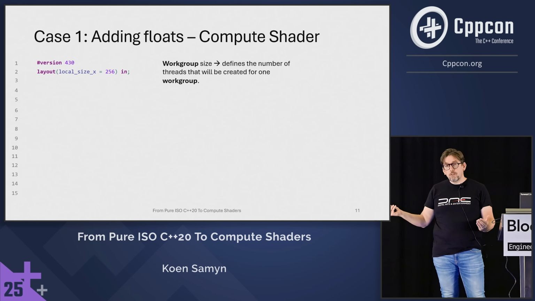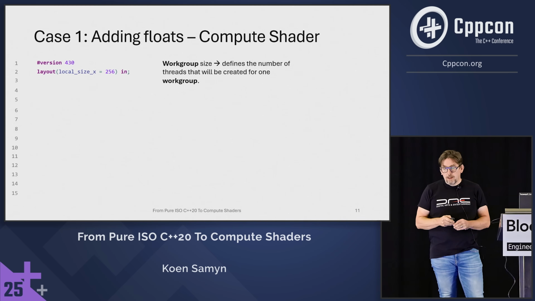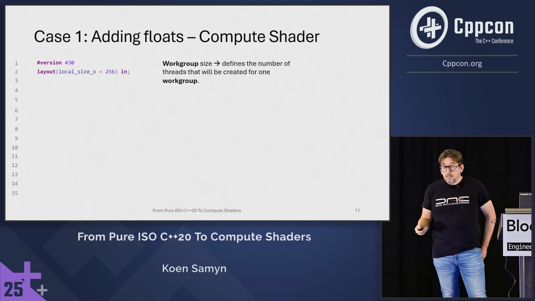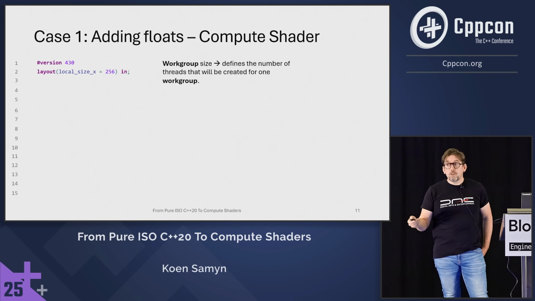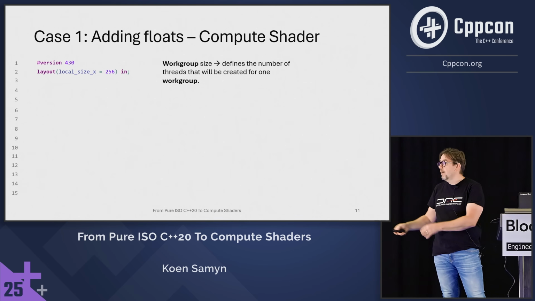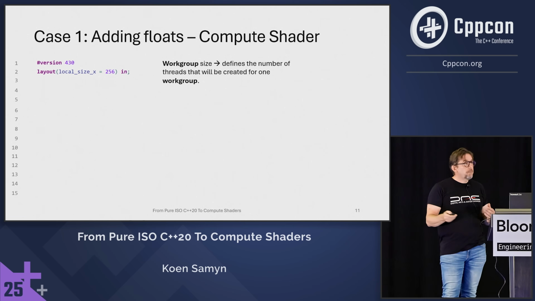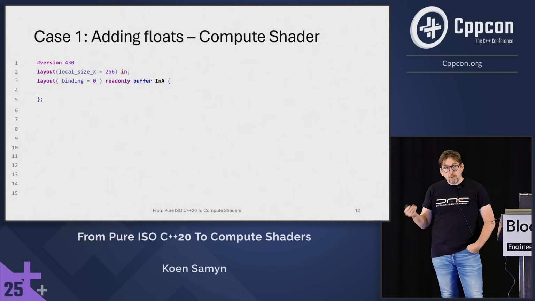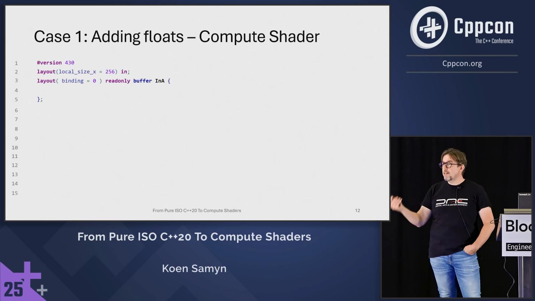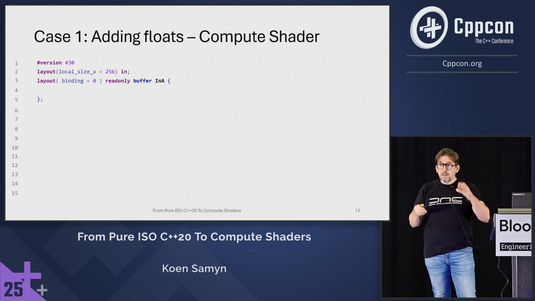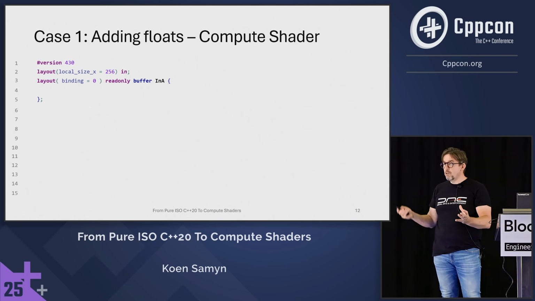First, the version is 430. That's version 4.3 of the OpenGL standard. You have a layout that defines a workgroup size. In simpler terms, if I have 100 things to do and my local size is 10, then I will have 10 workgroups of 10 tasks. So that determines the parallelism that we want to support. Secondly, we have the buffer concept. The buffer is not the data itself. It's just a higher level concept. It defines what you can plug into the execution of that shader.